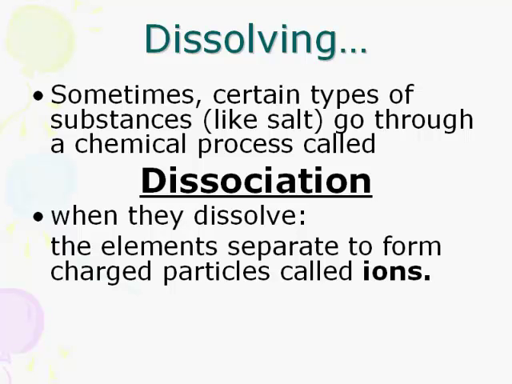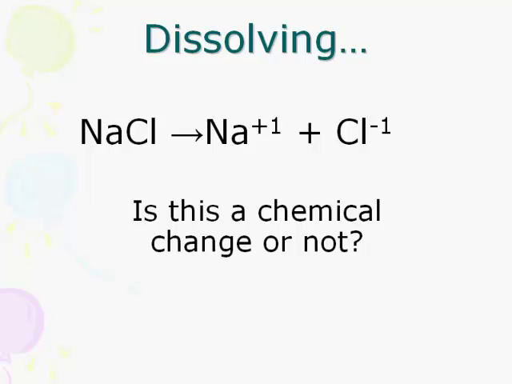But sometimes, some substances, like salts for example, go through a chemical process called dissociation. When they dissolve, the elements separate to form charged particles in the solution called ions. Here's an example of the formation of ions. If we start out with solid sodium chloride, when it dissolves in water, we end up with sodium ions and chloride ions.